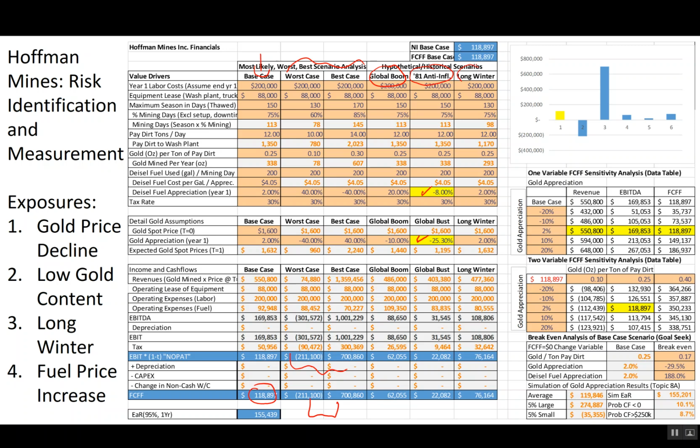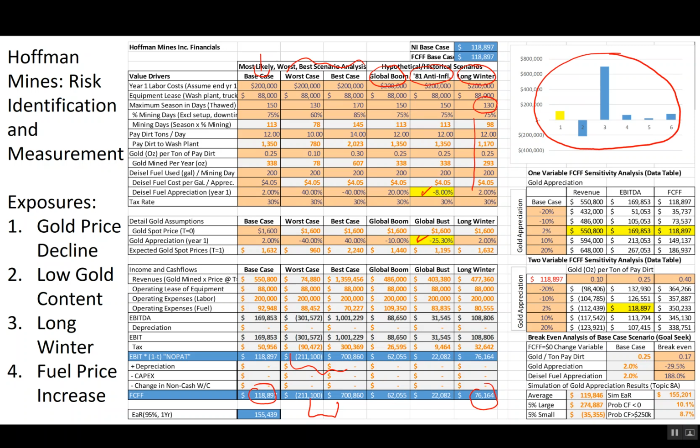And then I looked at a hypothetical environmental situation. What if we had a long winter? In other words, our season was really shortened. Everything else is the same, and therefore you have less than average free cash flow. So those scenarios, we can graph those and talk about how these are kind of the range of possible outcomes that we have to worry about.